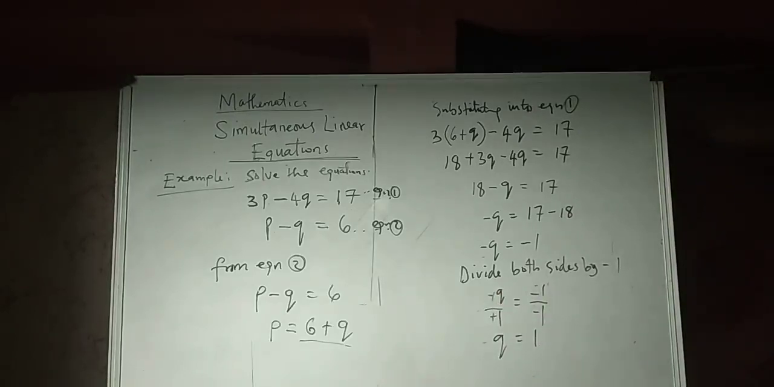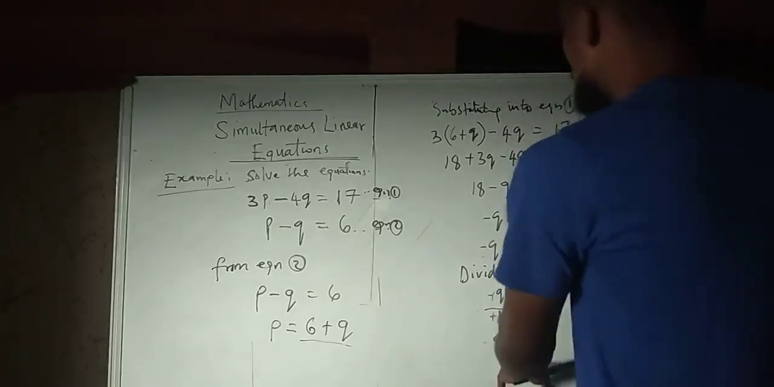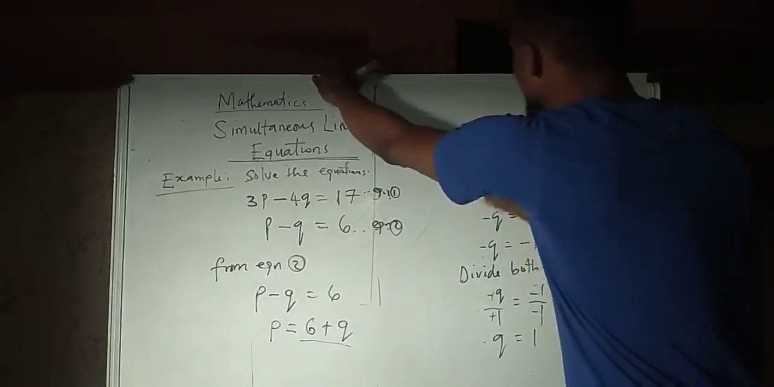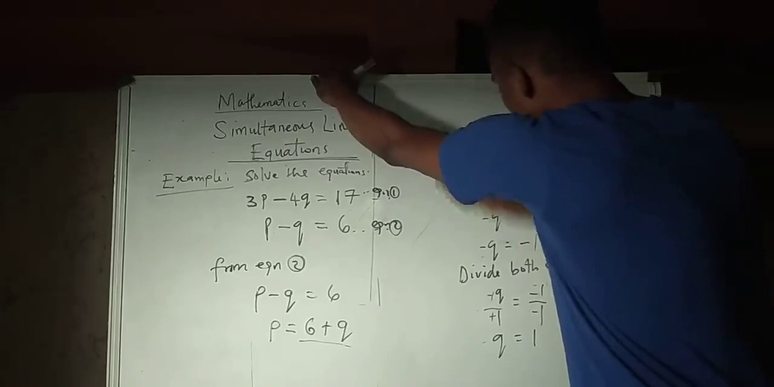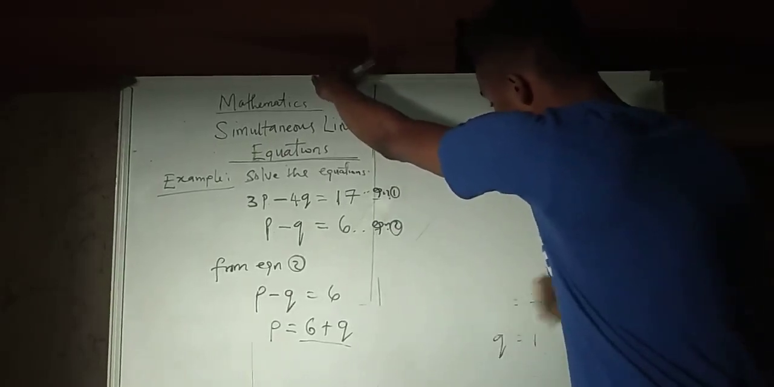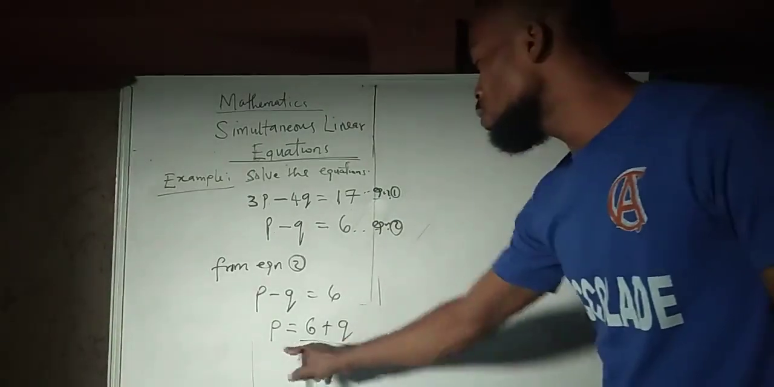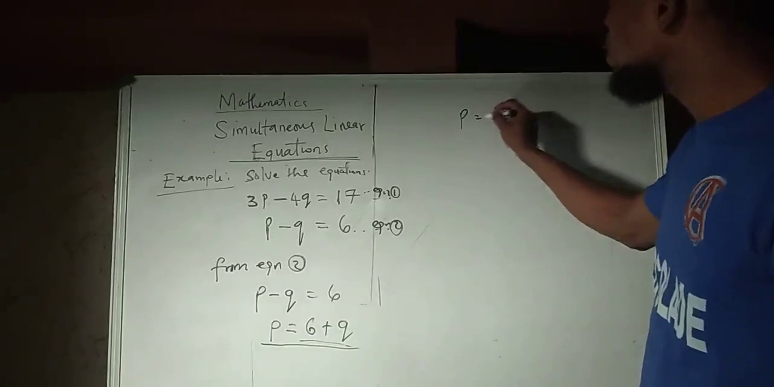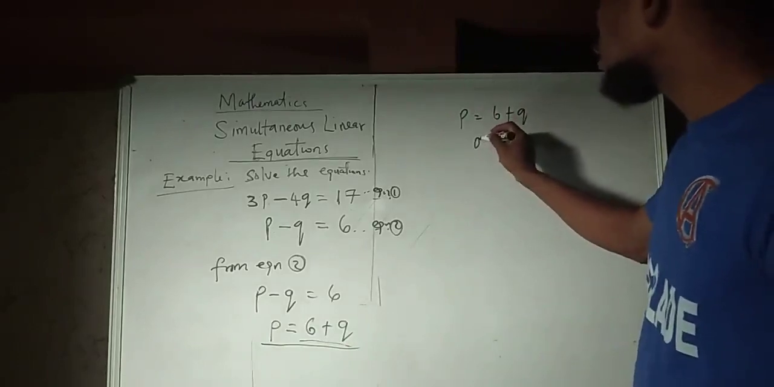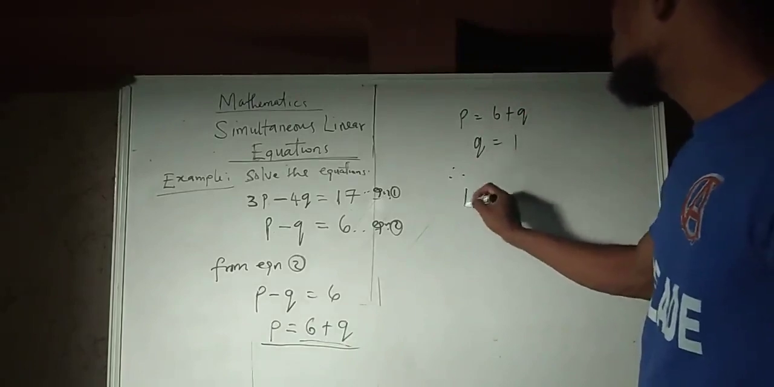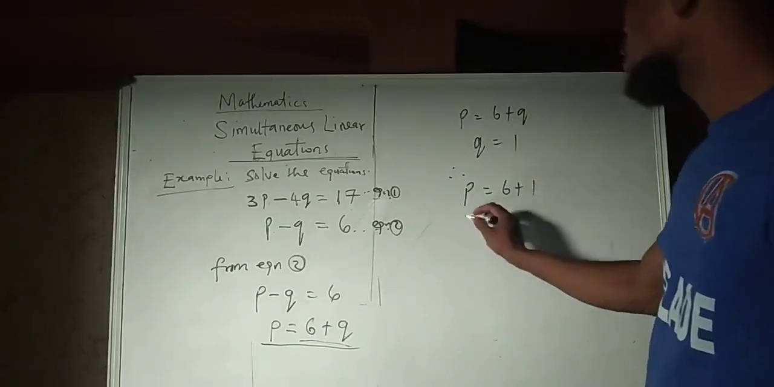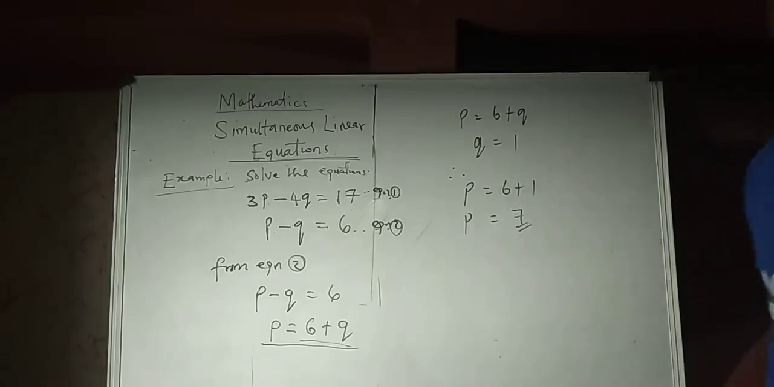Alright, so that's it, right? It's the same thing as what we got earlier. So we can simply substitute 1 into any of the equations. Since Q is 1 now, we can look at this equation where we have P equals 6 plus Q. We know that Q is 1, therefore P will become 6 plus 1, so P will just be what? 7. So that's it, the problem is solved. We are going to also look at another example and how to approach it.